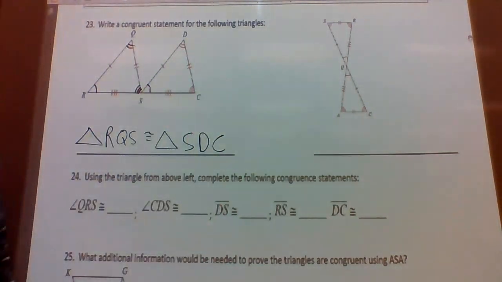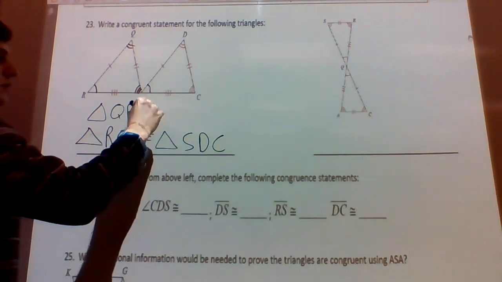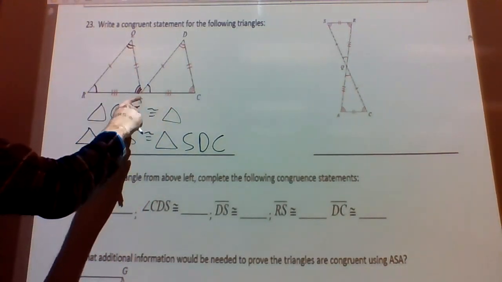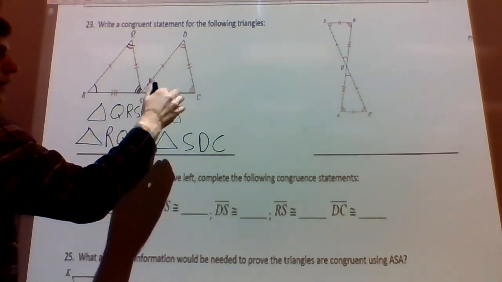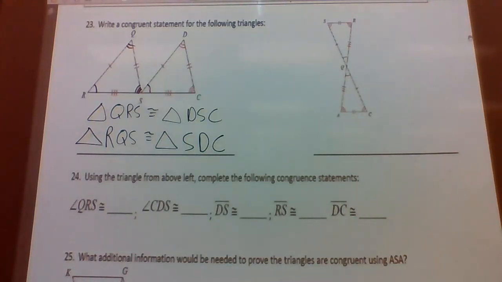So again, there's 6 different possible answers. It doesn't matter how you name the first one, as long as you name the second one in the correct order based on its corresponding parts with the first one. So for example, if we name this one QRS, our answer would have been DSC. And then there's 4 more possible answers.